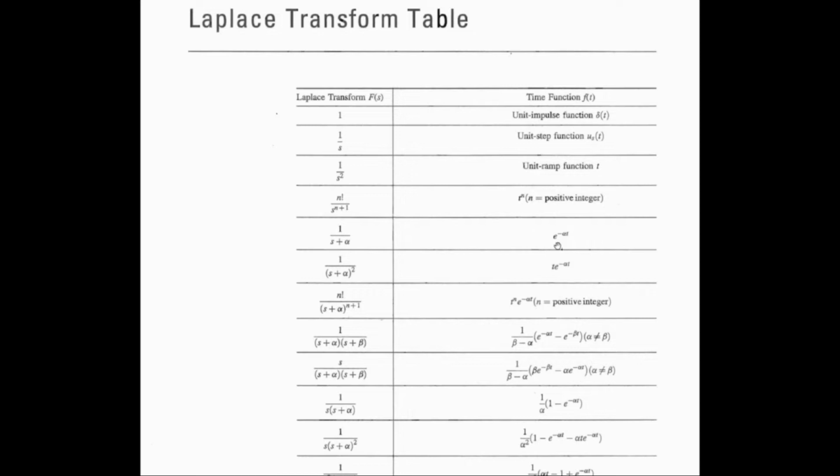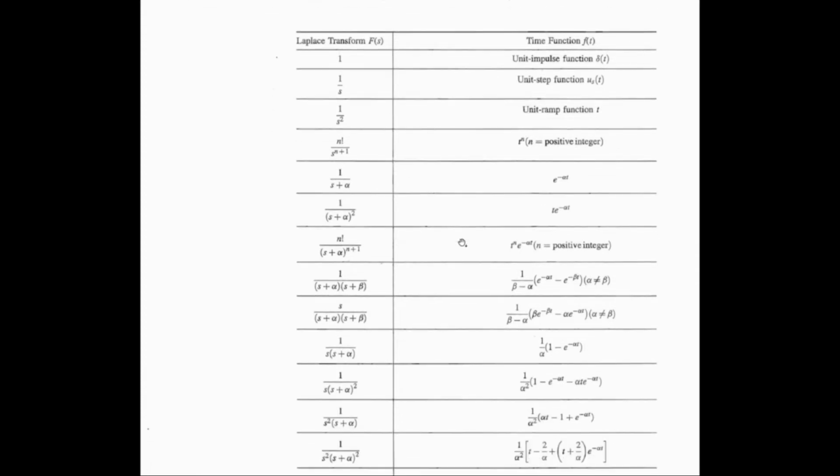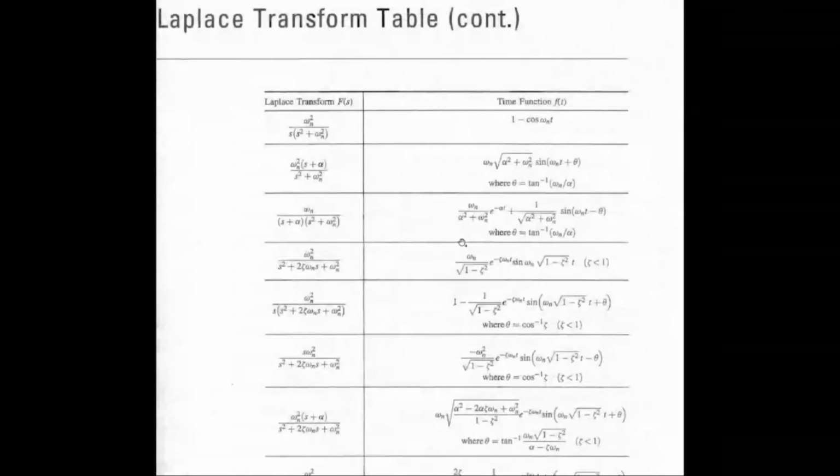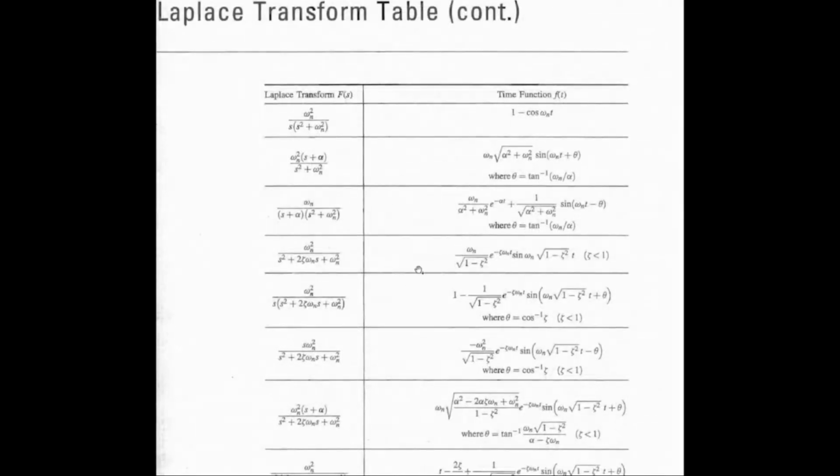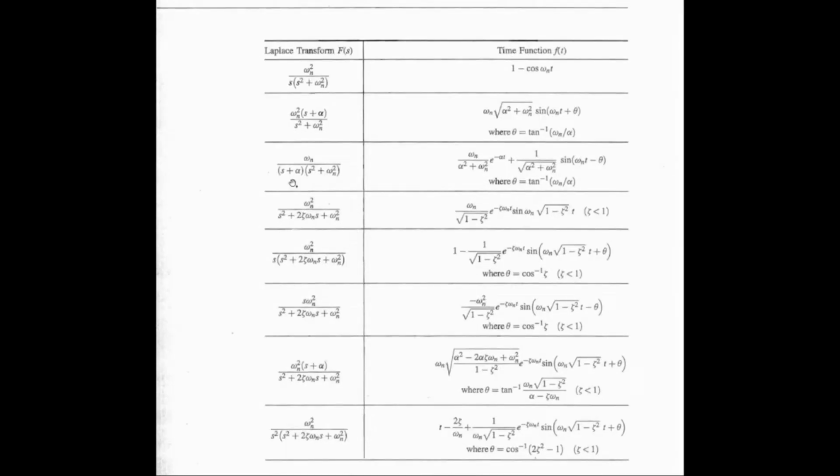This next one here is very, very important. e to the minus alpha t is a decaying exponential term and gives us 1 upon s plus alpha, etc. In this table we have a lot of more complex functions as well. Some of these we will come to later in the course, like this one here. This is a very important one.